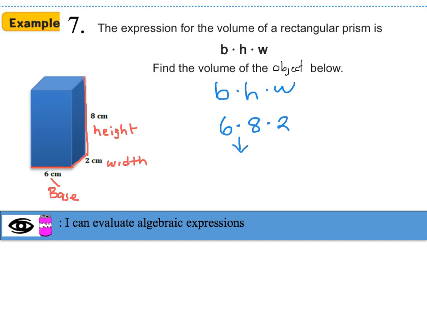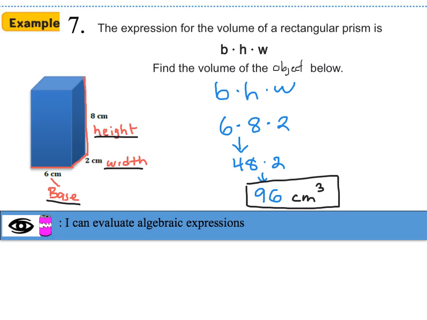Now, since I have these numbers, I can just go ahead and multiply them. 6 times 8 gets me 48. Drop down the times sign and the 2, and multiplying 48 times 2 gets me 96. So because this is volume, volume has three dimensions. Remember, it has the base, the width, and the height. That's three dimensions. So because it has three dimensions, I have to write centimeters to the third power. And that's the answer for this problem.